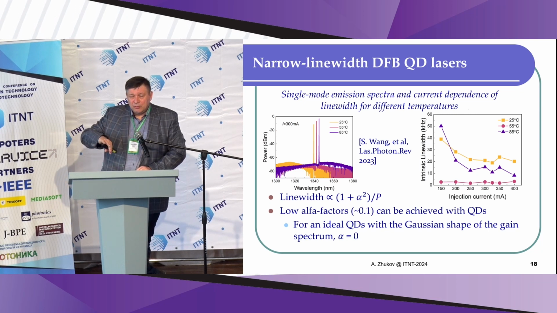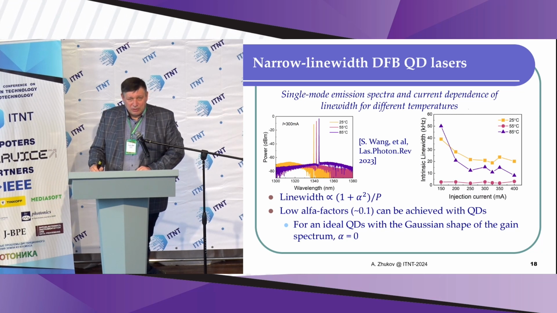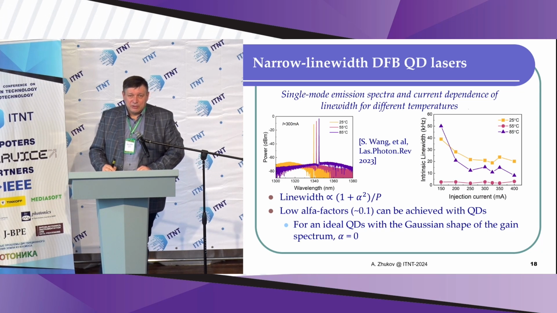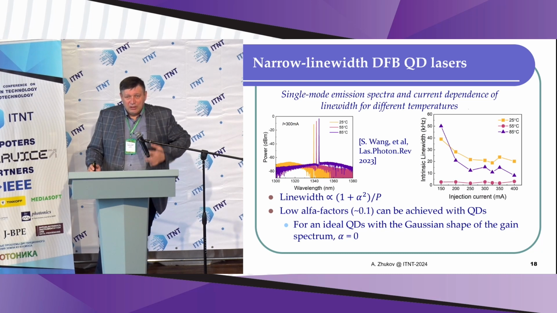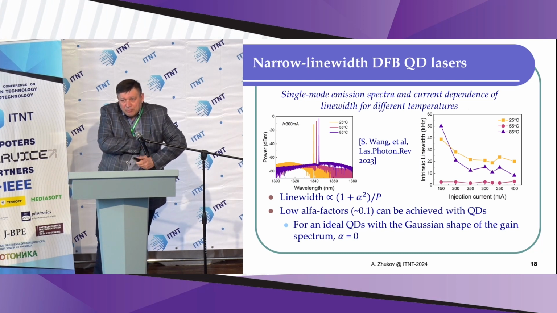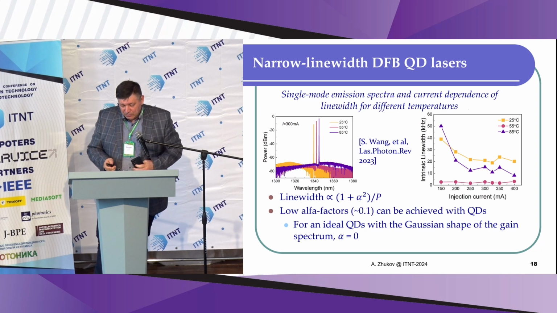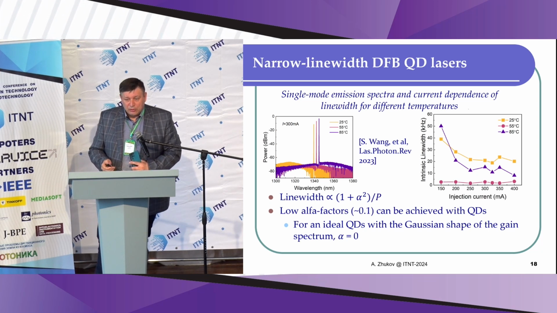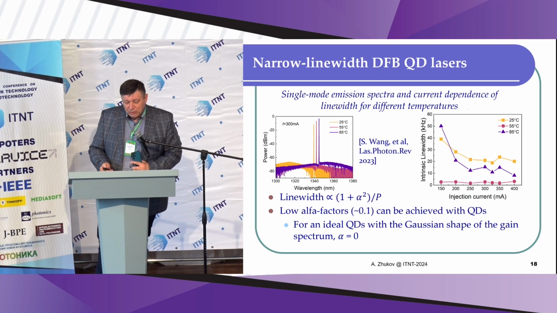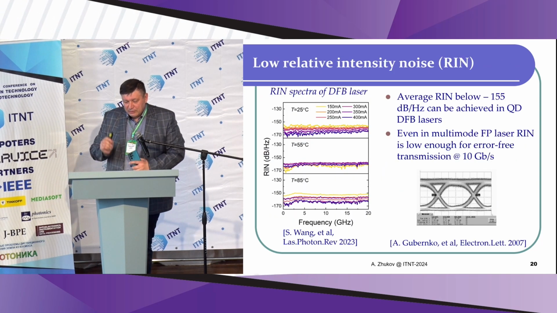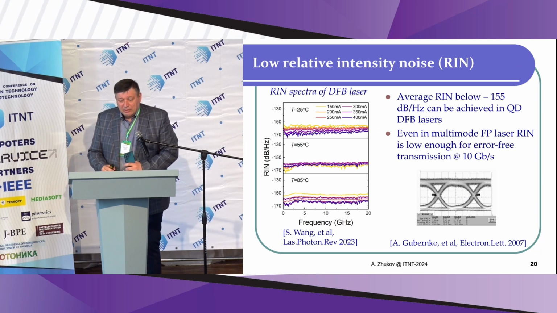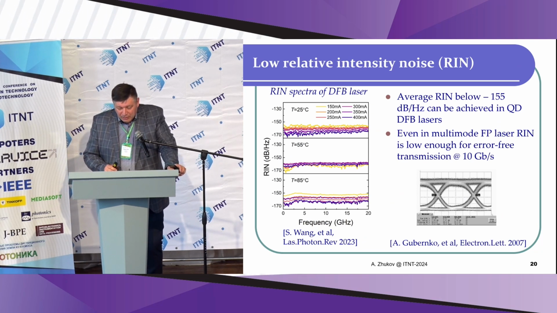In the case of a quantum dot, the gain spectrum is more or less Gaussian, and if lasing proceeds at the top of this Gaussian distribution, the alpha factor could be exactly zero. In practice, of course, the alpha factor is not exactly zero, but very small, for example less than 1. So this gives an advantage to quantum dots for achieving low line widths in single frequency operation.